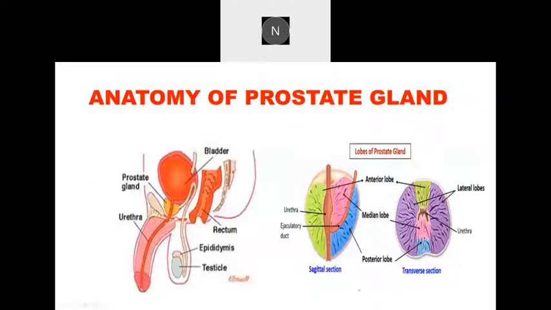Which one commonly enlarges? The BHP. Median and the lateral. Median and lateral lobes. Very good. So what are all the histological zones of the prostate gland? Describe that. How many histological zones are there in the prostate gland? And what is the importance of 4, sir?